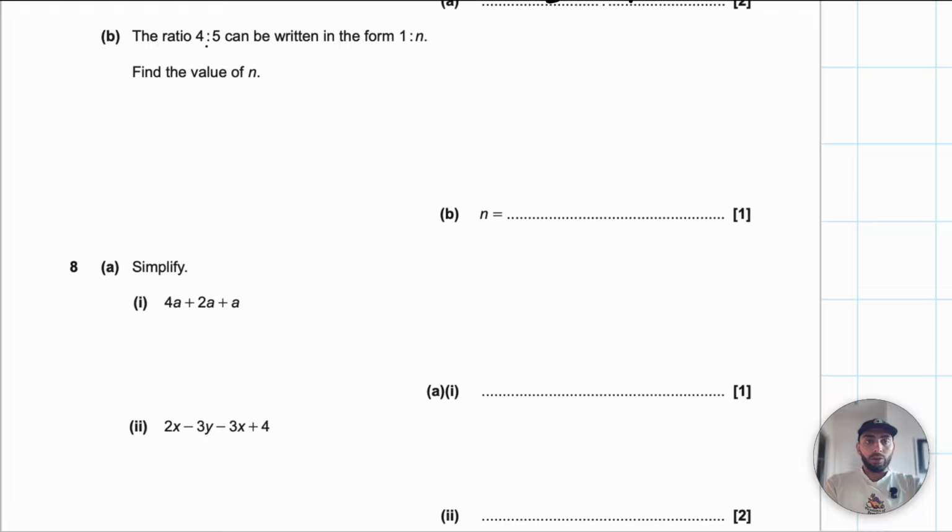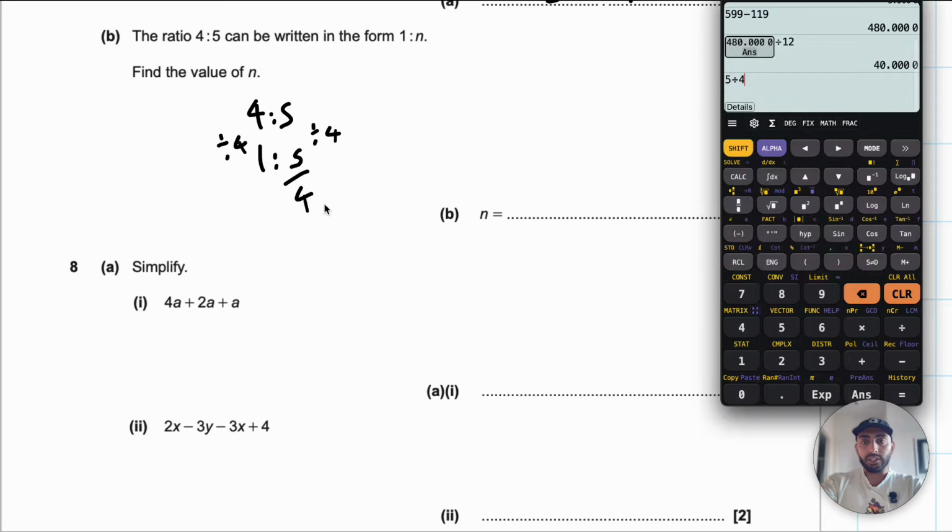Part B, the ratio of 4 to 5 can be written in the form 1 to n, 1 to something. That's what we're trying to find out. We have 4 to 5 and we're trying to aim for 1 to something. What have we divided by on the left hand side to go from 4 to 1? We've divided by 4, so we need to divide by 4 here. That would give us 5 over 4, and I'd prefer it as a decimal. So 5 over 4 is the same as 1.25.